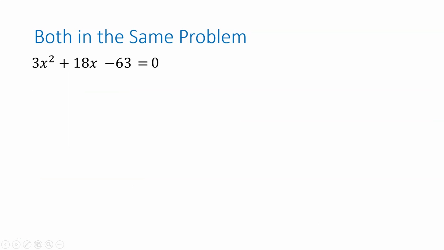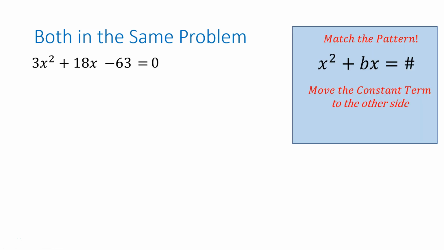Now, what if we have both situations? We have a constant term on the wrong side and we have a leading coefficient. Well, you have to do both of the previous procedures in order to match the pattern. First, we move the constant term to the other side, and when we do that, it becomes positive. The leading coefficient in this case is 3, so we divide every term by 3.